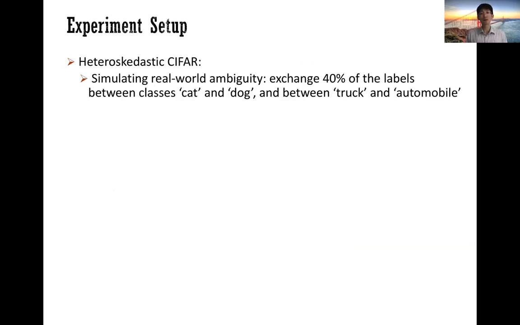We have done a lot of experiments to verify the ideas and show that they can be better than many of the strong baselines. So let me briefly introduce some of the experimental setup. We have designed this heteroskedastic CIFAR, where we try to simulate real-world ambiguity in the labeling process. What we do is we exchange 40% of the labels between classes cat and dog, and also we exchange 40% of labels between truck and automobile. This simulates the real-world ambiguity, because cat and dog indeed look relatively similar at CIFAR's resolution, and truck and automobile are pretty similar to each other.